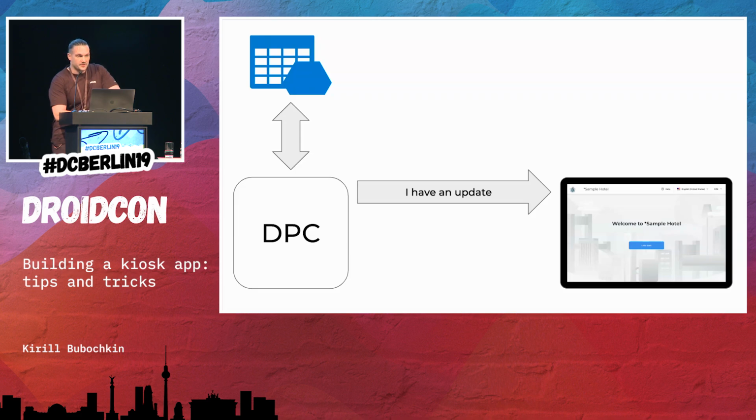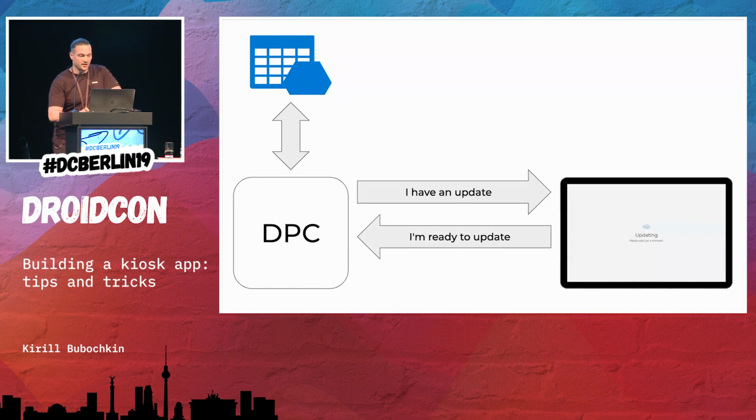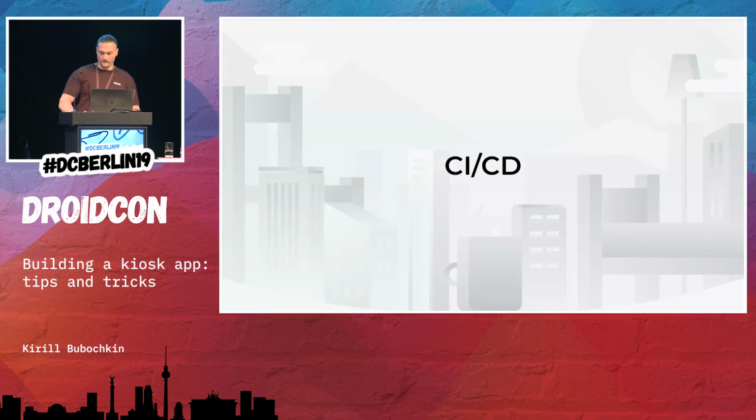Whenever the main app receives this notification, it just waits for a convenient moment. For us, it means that, for example, the user has already checked in and returned to the welcome screen, so the tablet is currently not in use. When this moment arrives, the main app sends back a notification to the DPC app and enters a special updating mode. So now it's the responsibility of the DPC app to update the main app's APK and just relaunch it. That's how it looks from the user-developer point of view.